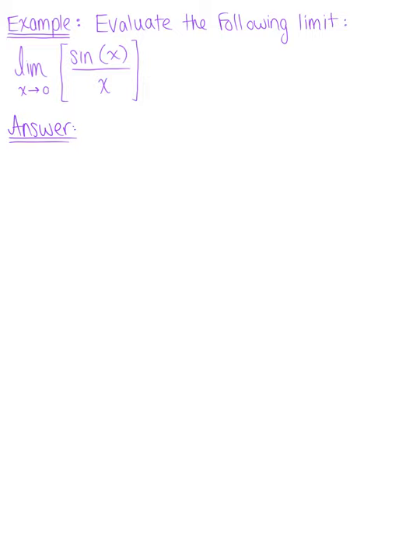Evaluate the following limit. So we have the limit as x approaches 0 of sine of x divided by x. And we want to recall here, we've seen this limit before. Let's recall, we know from way back at the beginning of calculus that the limit as x approaches 0 of sine of x divided by x is 1. But why?